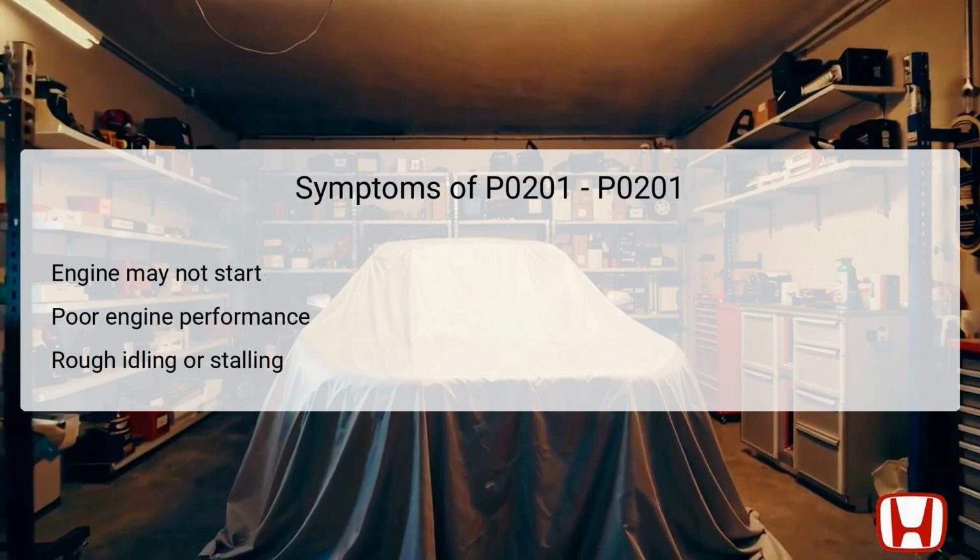When troubleshooting the P0201 code, specific symptoms can help identify the issue. One primary symptom is that the engine may fail to start altogether. This occurs because the number 1 cylinder is not receiving fuel, causing misfiring or stalling. Additionally, the vehicle may exhibit poor engine performance, such as reduced power or responsiveness, affecting driving dynamics.